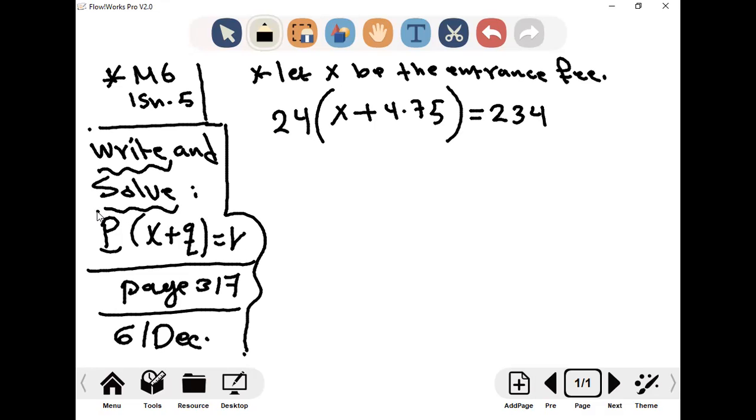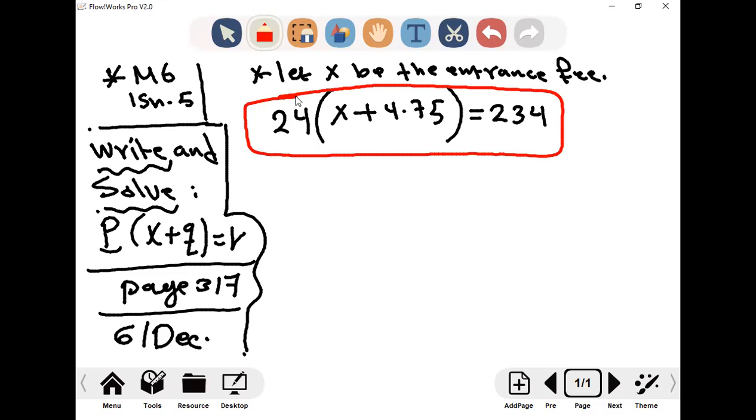Let's solve it. We know the strategy of solving this, right? We distribute, we expand, then we do two-step equations. So here, 24 times X. Now, this is the first part of the solution. Done? Now, the second part, we need to what? To solve the equation, right? Now, 24 times X plus 24 multiplied by 4.75.